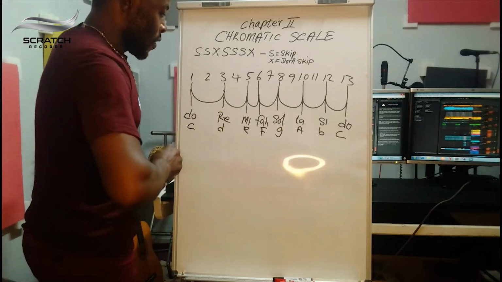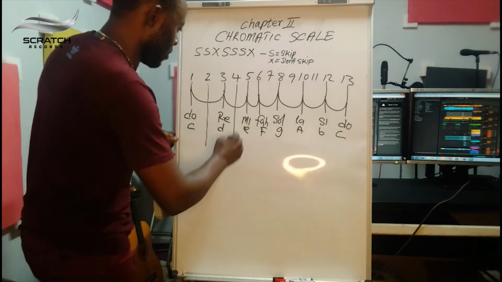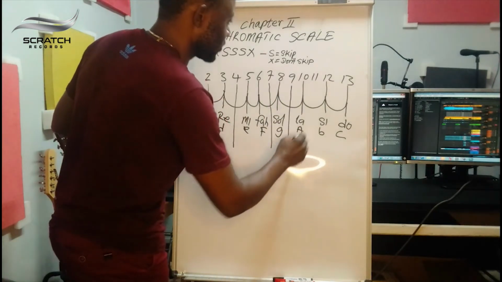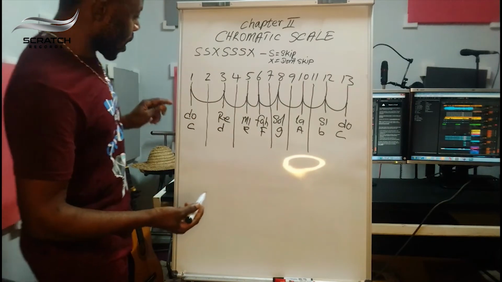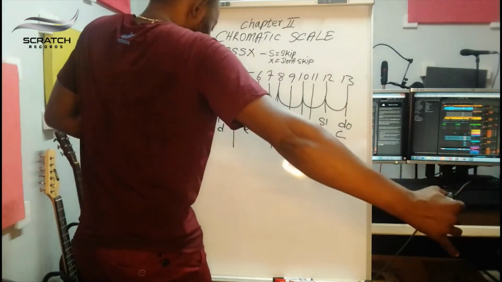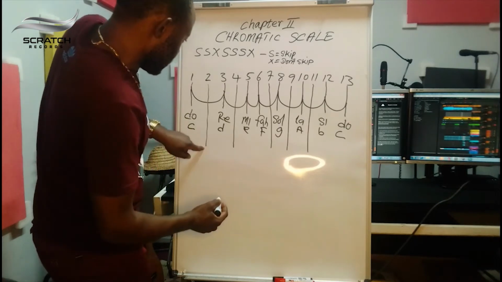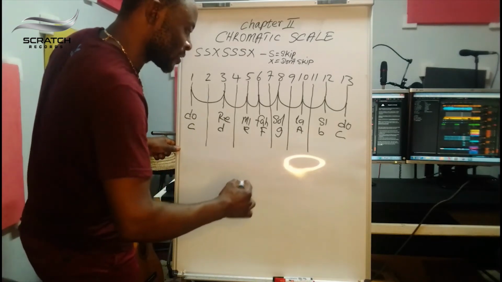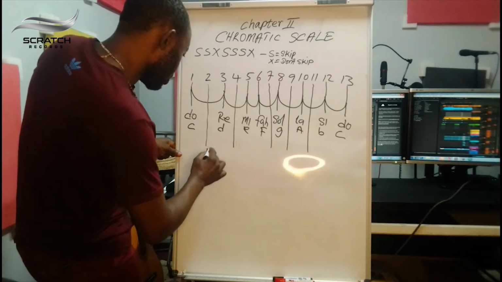So now, they said, all right, 2 does not have a name. 4 does not have a name. 7 doesn't have. 9 does not have. And 11 does not have. So what are their own names? Alright, as we are moving from left to right, after do the next note is the second that does not have a name. So it is half of do, do and a half, that's 1.5. But they call it do sharp.